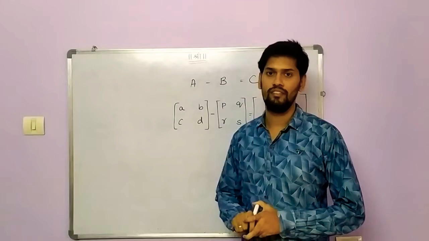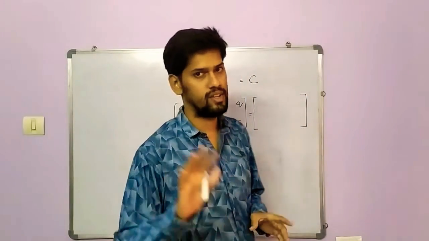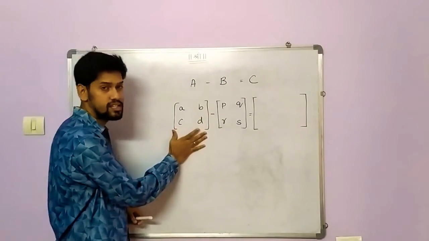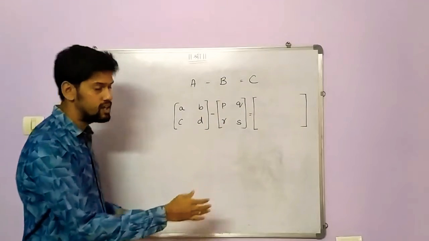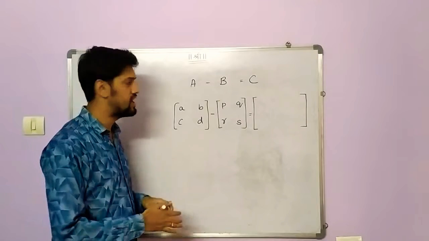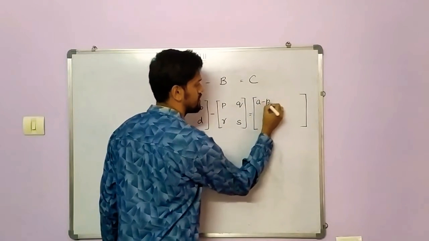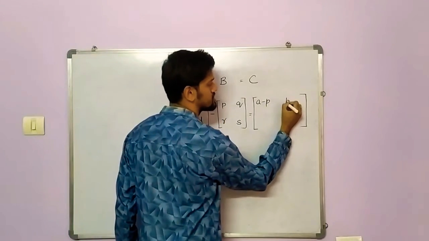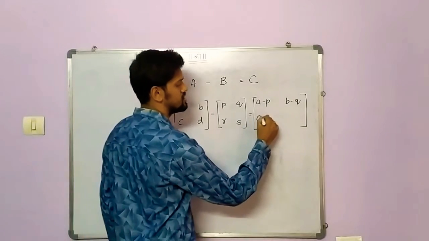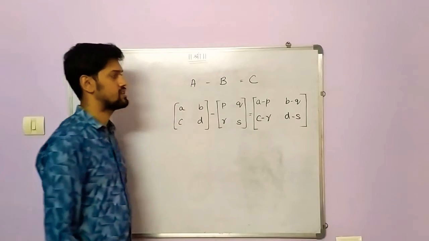Now the next operation that we perform is subtraction. It's very similar to addition with a minor change, of course. If you want to do A minus B, where this is matrix A and this is matrix B, I guess you can pretty much guess the way it will be. This element will be A minus P. The next will be B minus Q. The third one will be C minus R and D minus S.